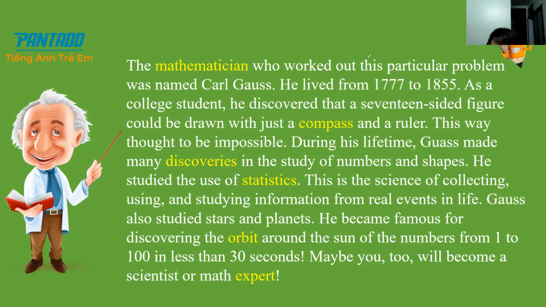All right, so it's Carl Gauss, a mathematician who discovered that a 17-sided figure can be drawn with just a compass and a ruler. Okay, that is what he discovered. And then during his lifetime, he also made discoveries in the study of numbers and shapes. He also studied the use of statistics.